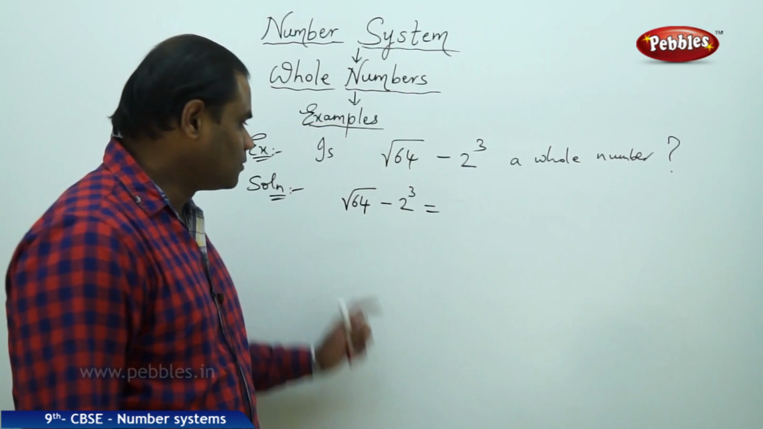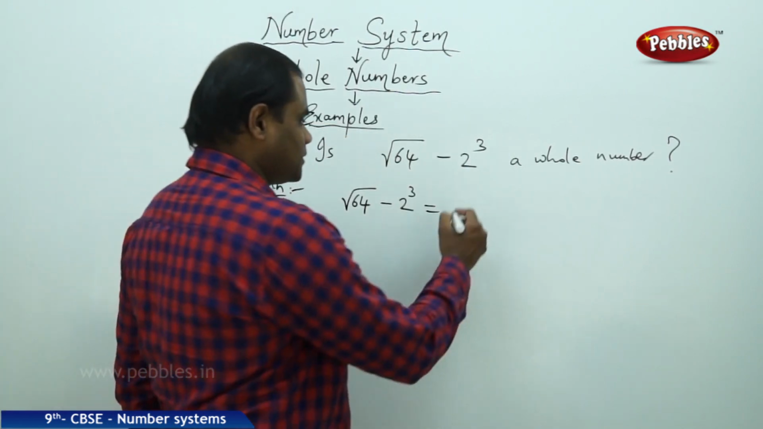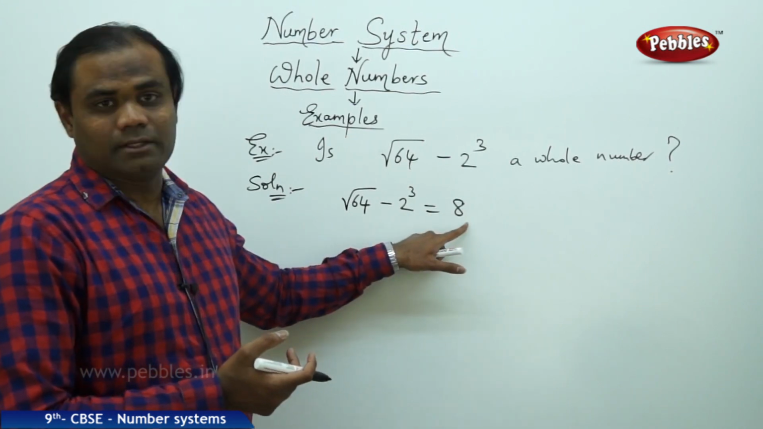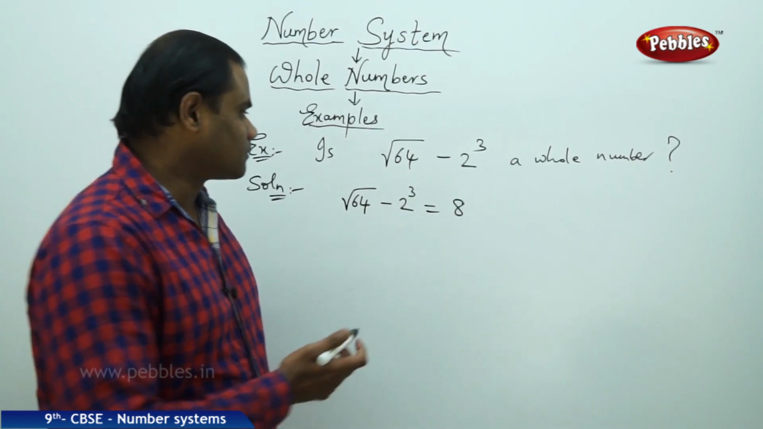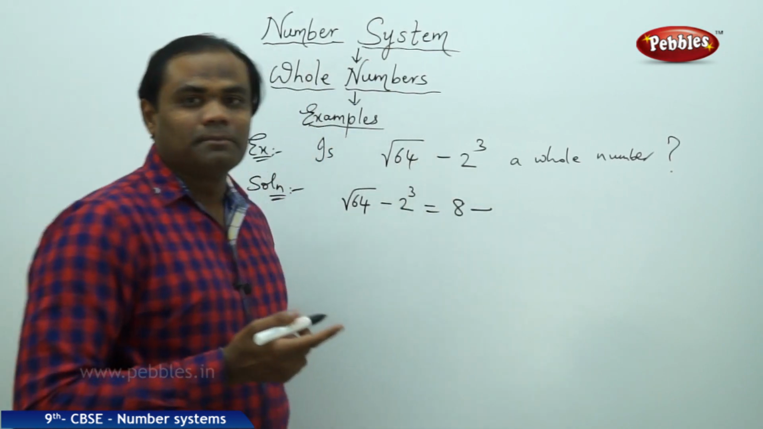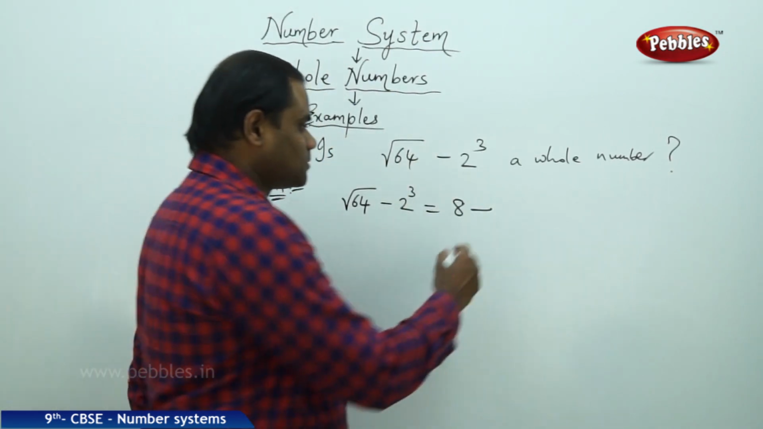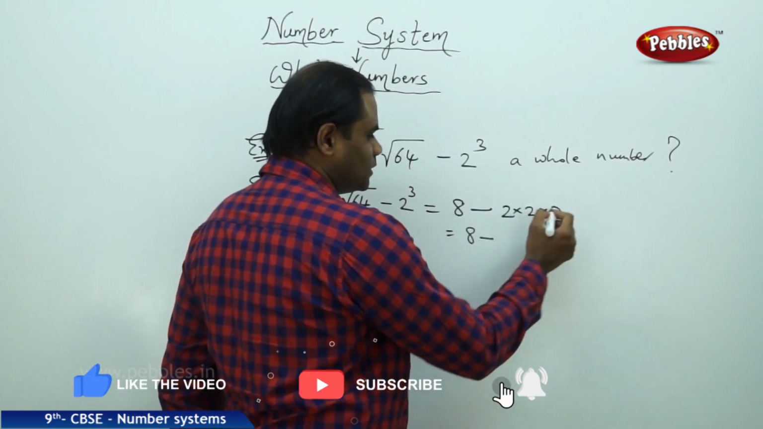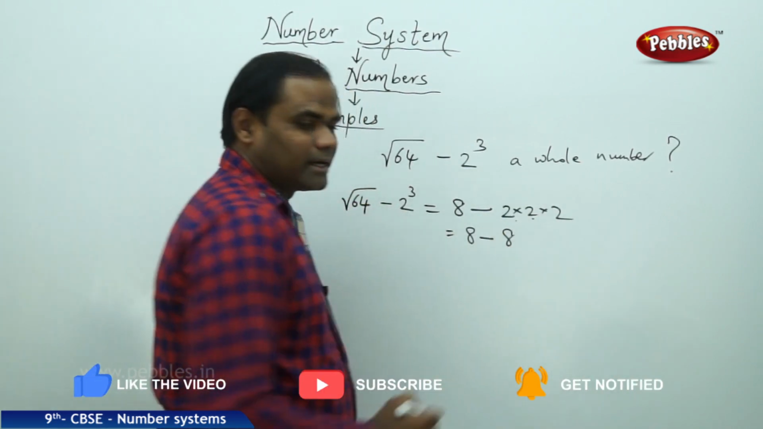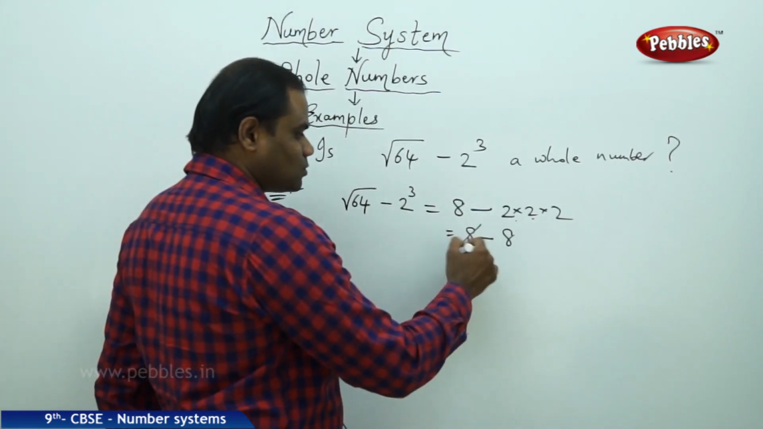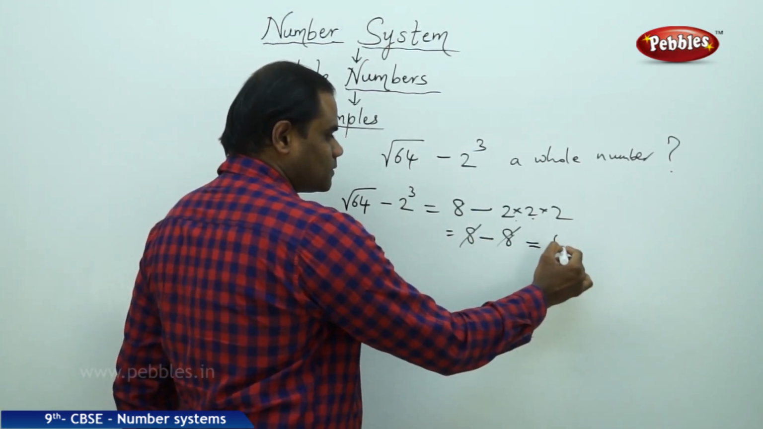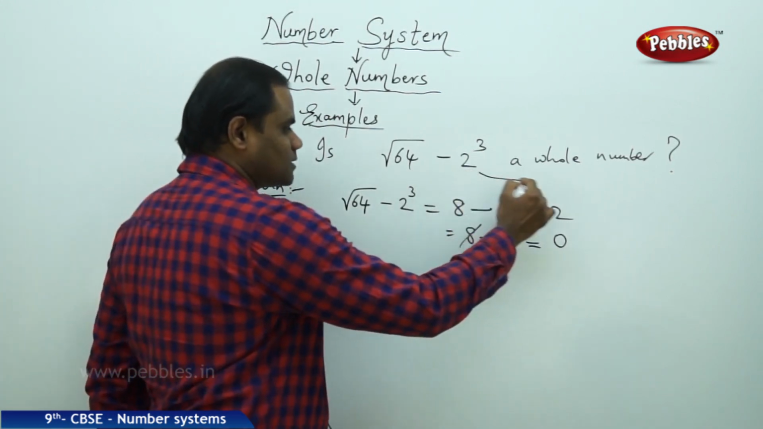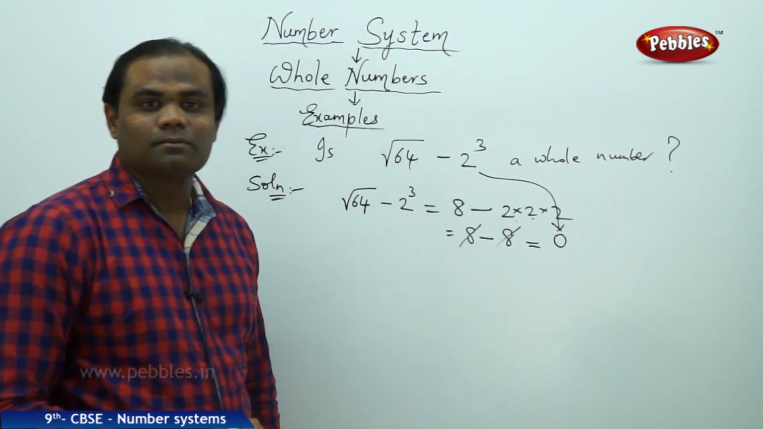As we know that √64 is 8, because 8 square is 64, under root, which gives me 8. So √64 is 8 minus 2 cube, which we know is 2 times 2 times 2, which further gives me 2 2's 4, 4 2's 8, and this finally simplifies to 8 minus 8, which is 0. Now I have the most simplified form of this to be 0.